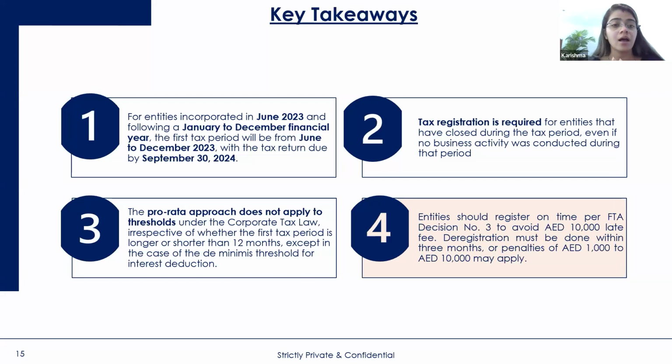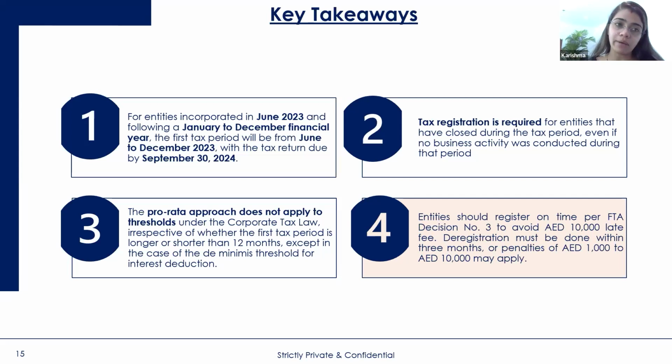Another important aspect, as already mentioned by Kushal, is that there are certain thresholds and exemptions given when it comes to your corporate tax: small business relief, free zone taxation relief, qualifying business relief. All these would not be pro-rated. That is what he explained earlier: it cannot be that I'm doing it for 6 months, so do I calculate it for 6 months or for the entire 12 months? That would not be applicable, and the entire thresholds will apply for that 6 months of your operation.